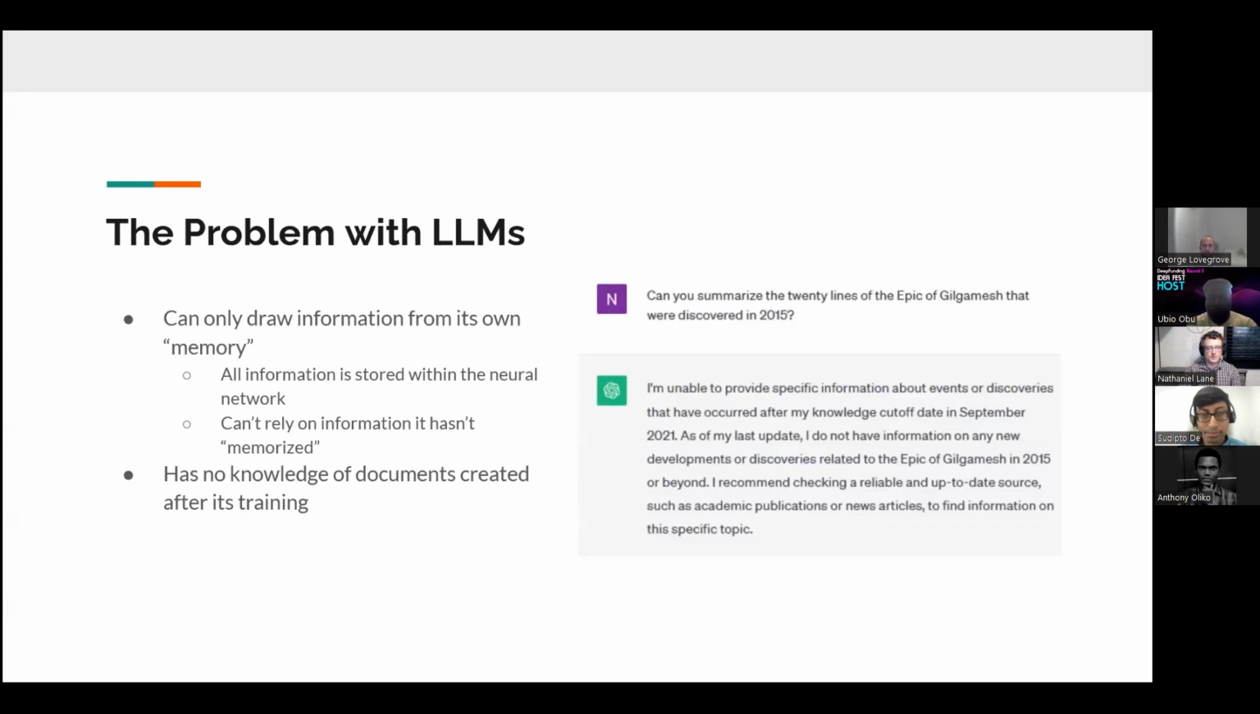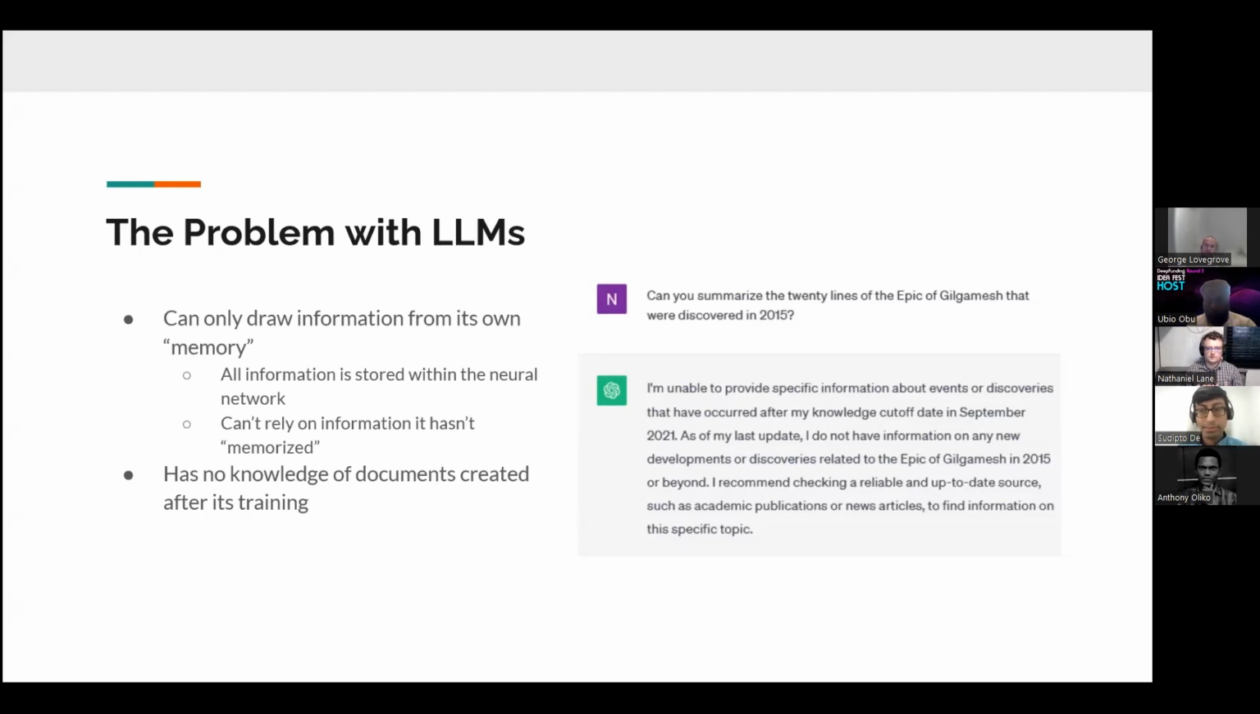So to begin with, the general problem with LLMs as they stand today is that they can only draw information from their own memory, i.e., all information is stored within the neural network, within the parameters, the weights and biases. They can't really rely on any information that lies outside of their training sets. So for us, that would be as if we couldn't rely on any information that we haven't memorized.